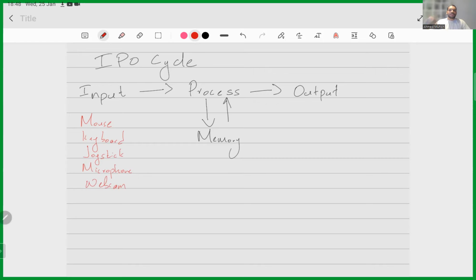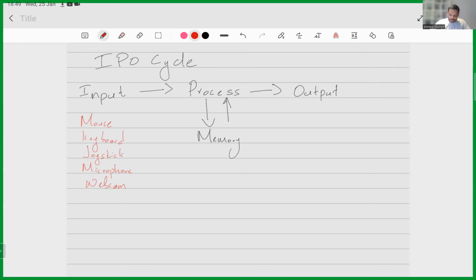So process is just like how when I tell you something, your brain tries to understand what I just told you, isn't it? The same thing happens in the computer. So in the computer, when you use an input device and give an instruction, your computer has something known as a processor.